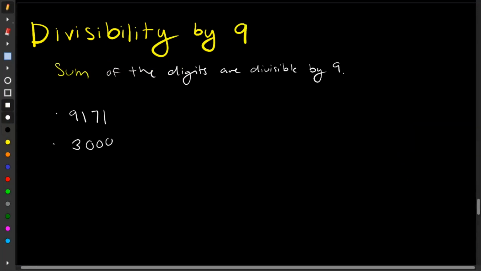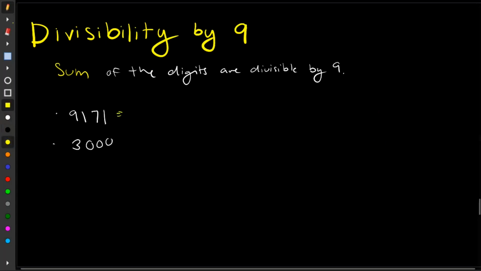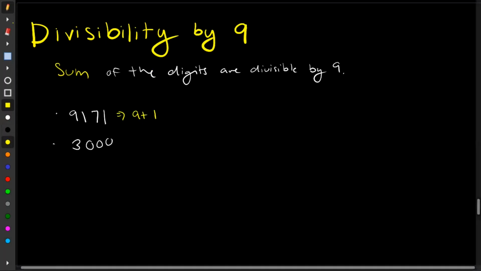Now for the divisibility by 9, we check if the sum of the digits is divisible by 9. So like in 3, but this time we check if the sum of the digits is divisible by 9. So for this first one, adding its digits, we have 9 plus 1 plus 7 plus 1.